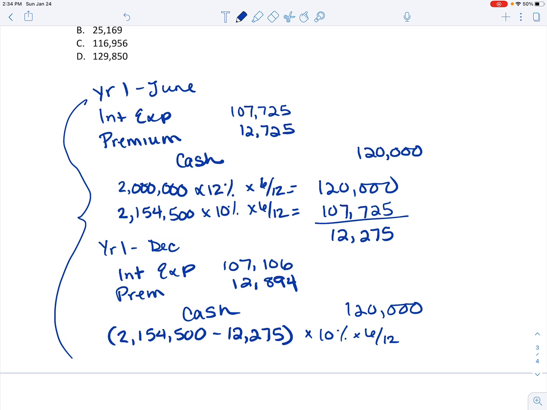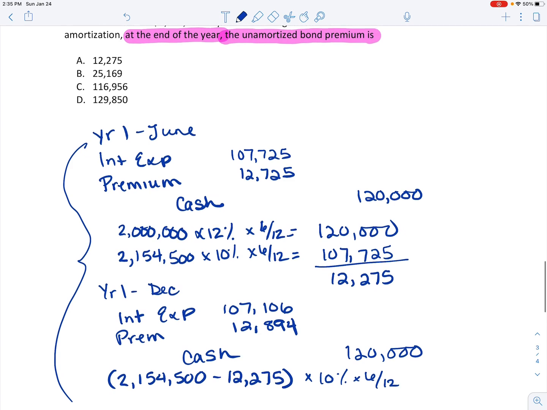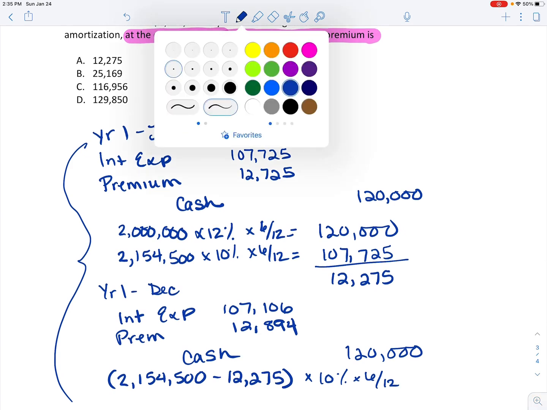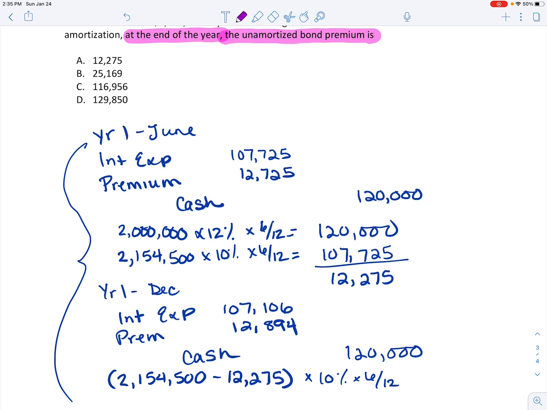What they want to know is how much is our unamortized bond premium. So let's look at that. We needed to do all of this to get there. Our premium is 154,500. Then what we're going to do is subtract out the amortization that we did. We're going to subtract out this. We're going to subtract out this.